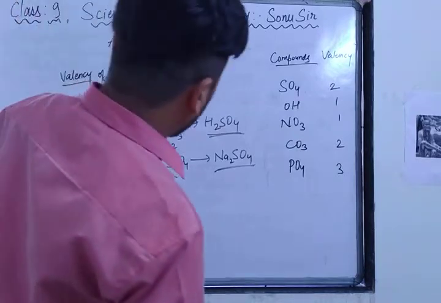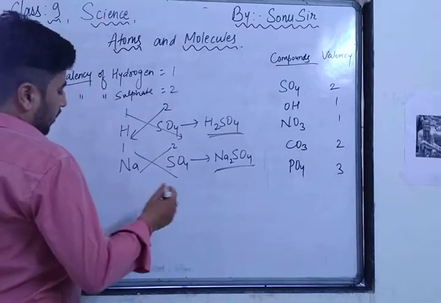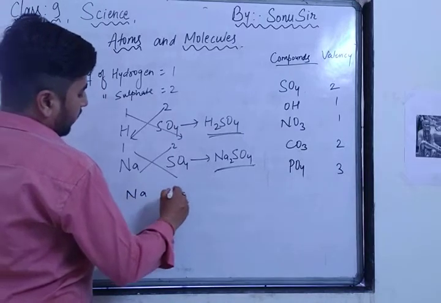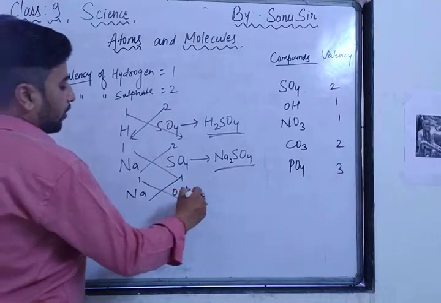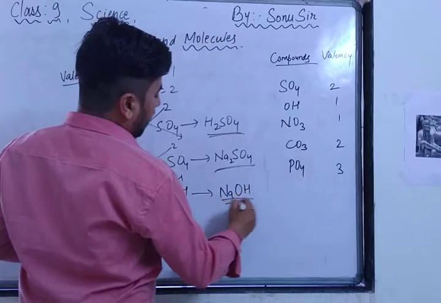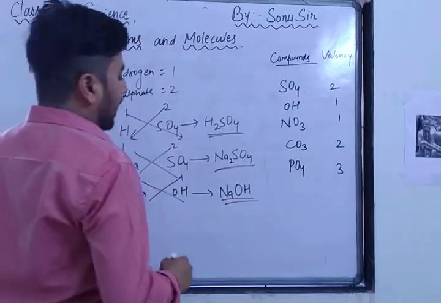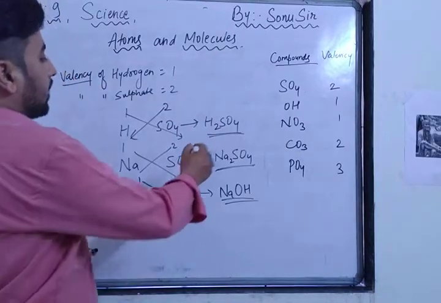What you have to do is write any of these compounds. Just suppose here sodium is there and OH is there. The valency of sodium is 1 and OH is also 1. So what will be the result? NaOH. What will be the name of this compound? Sodium hydroxide. So you can write this compound name also.